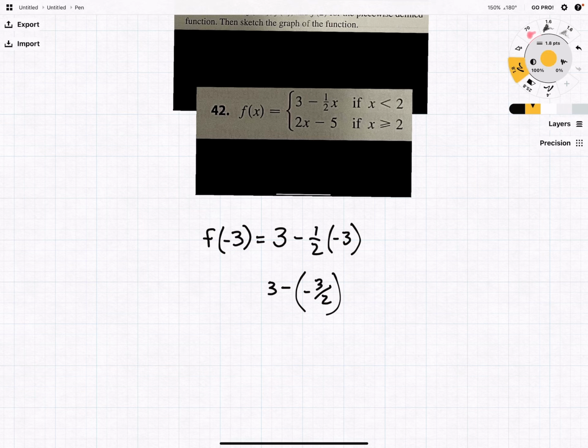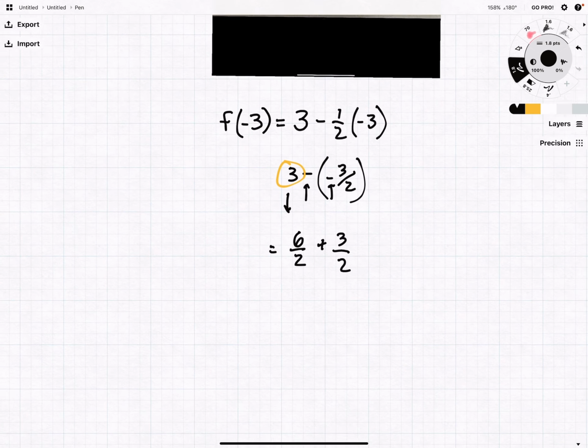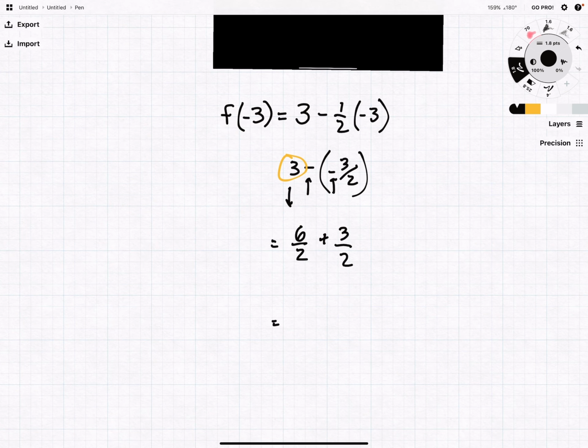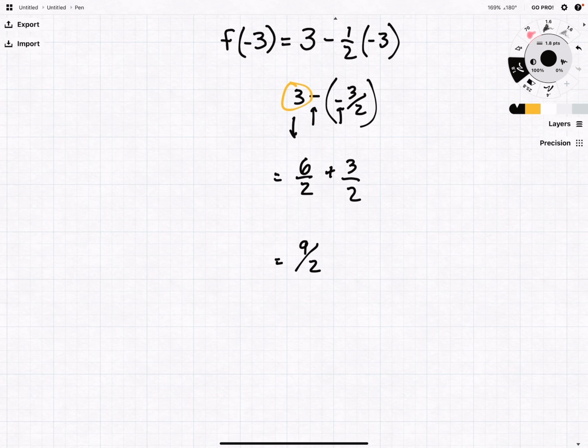Let's just take this 3 here, and we can get a common denominator. So let's make that 6 over 2. This minus minus here becomes plus 3 over 2. And that's going to equal 9/2. So that's f of negative 3.